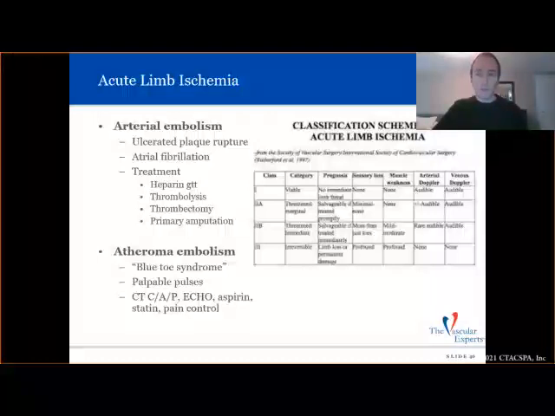Type 3 is when there's profound motor and sensory loss in the foot and ankle, and the leg is cyanotic, and this is irreversible, and the patients would do worse if you revascularize because of mobilization of all the cytokines. So this is primary amputation when the patient is amenable. And in this kind of disease process, there's also atheroma embolism, which is called blue toe syndrome. These patients have palpable pulses, but blue ischemic toes, and that's from microemboli in the capillaries.